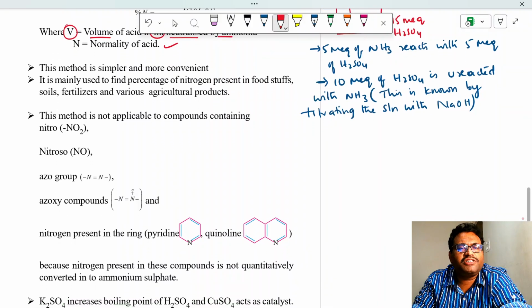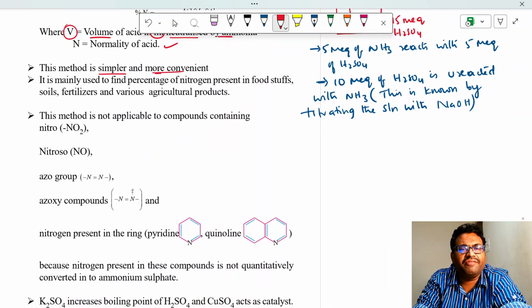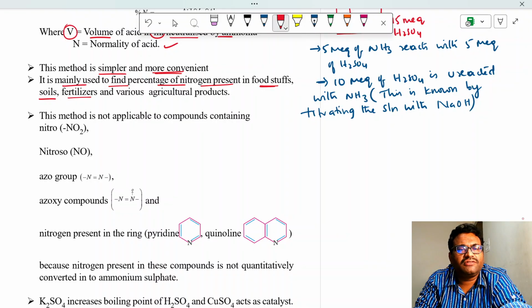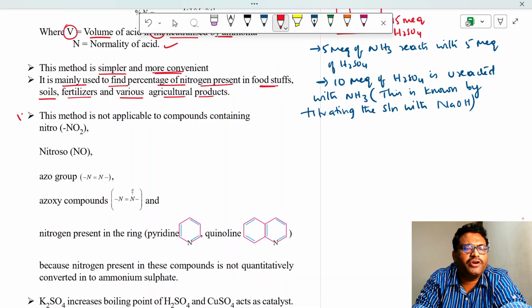Next, coming to this method, it is simpler and more convenient. It is mainly used to find the percentage of nitrogen present in foodstuffs, fertilizers, soil, and various agricultural products. So this point is also very important.